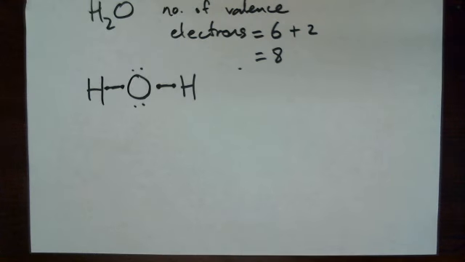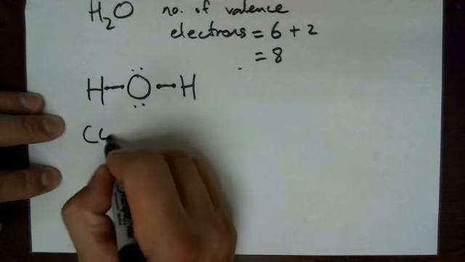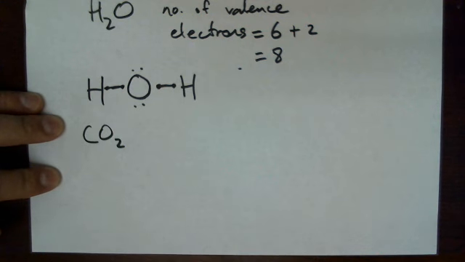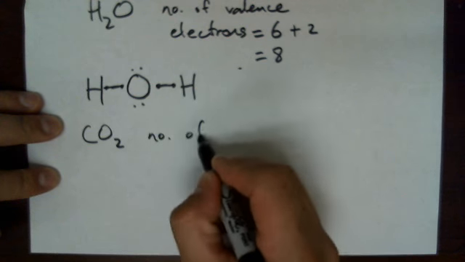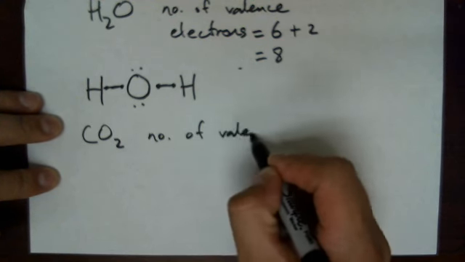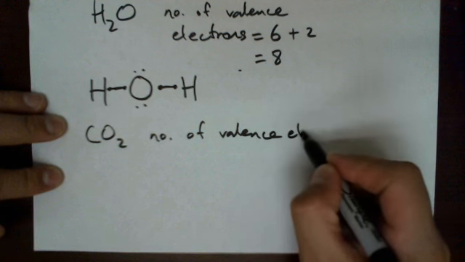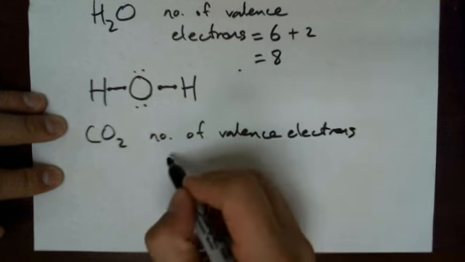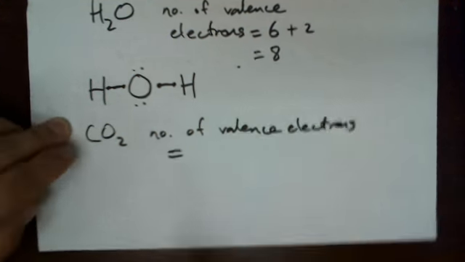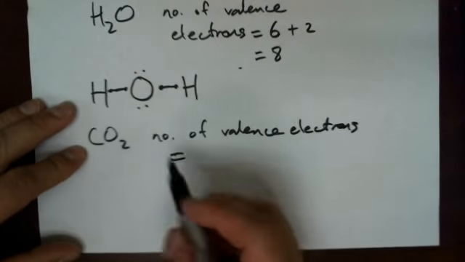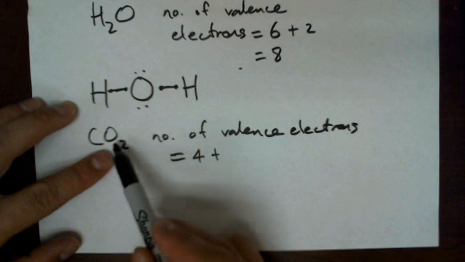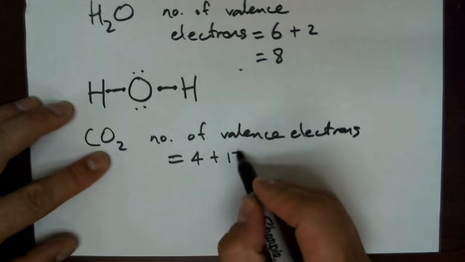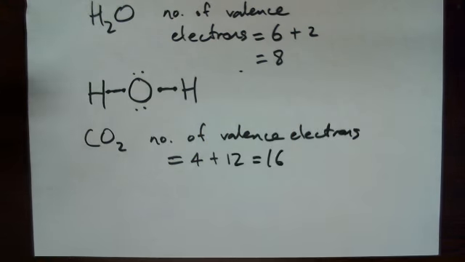If we take an example that's a little bit more difficult, we might have carbon dioxide. And so the number of valence electrons for carbon dioxide is going to equal 4 for the carbon plus 2 times 6 for the oxygens. So we're going to have 16 valence electrons.